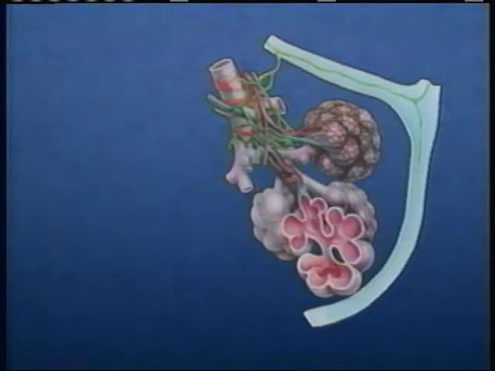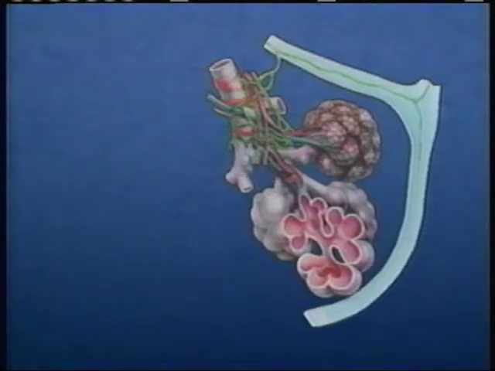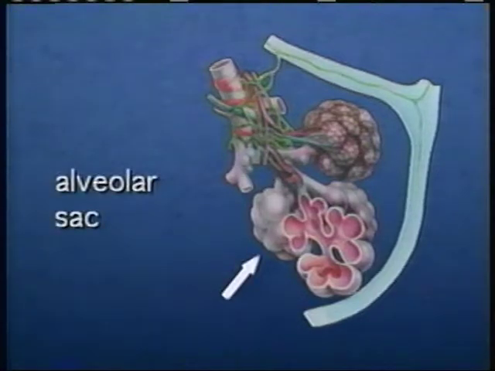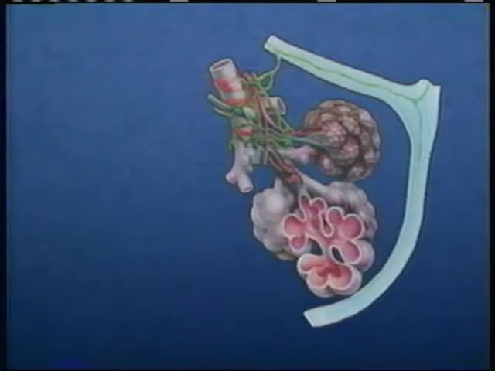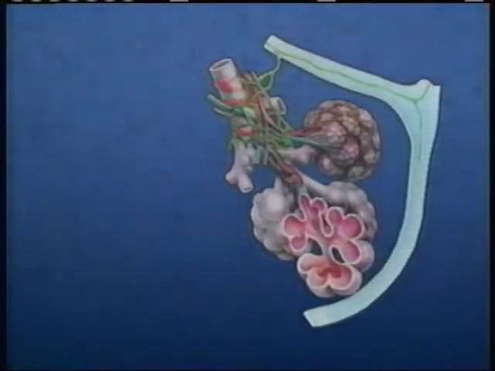The outpocketing of alveoli from the walls of respiratory bronchioles distinguishes these bronchioles from terminal bronchioles. Alveolar ducts lead from the respiratory bronchioles to the alveolar sacs, the end of the air passageway. An alveolar sac consists of clusters of alveoli, much like grapes at the end of a vine.